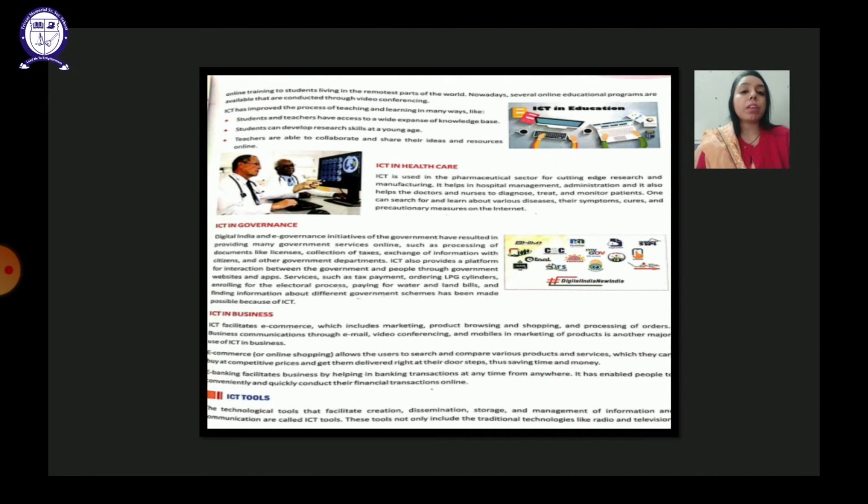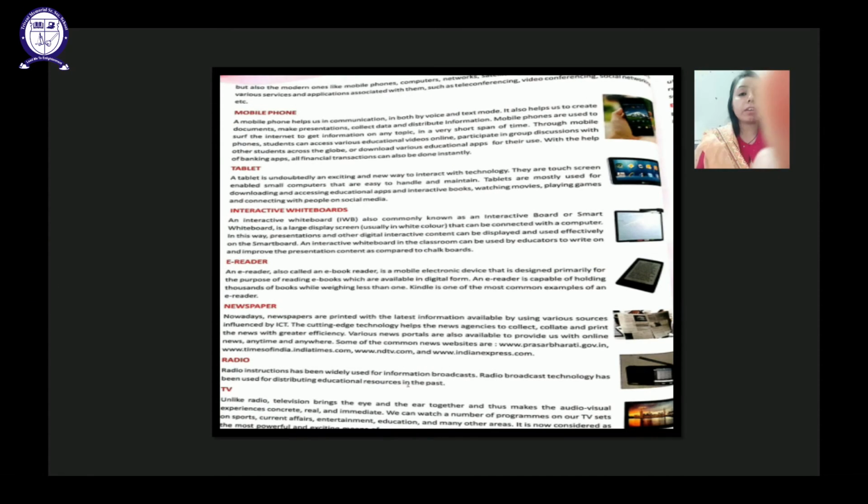Okay, so we have learned about the importance of ICT in various fields, like the education sector, health sector, governance, business, and workplace. Now we are going to learn about the tools which help us to communicate with them. Okay, so we have various tools. The first one is the mobile phone.